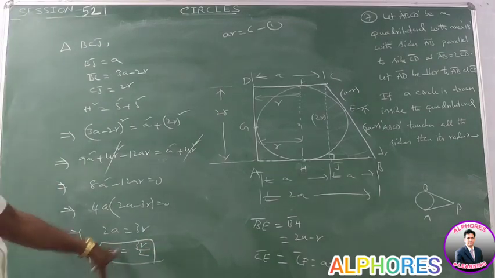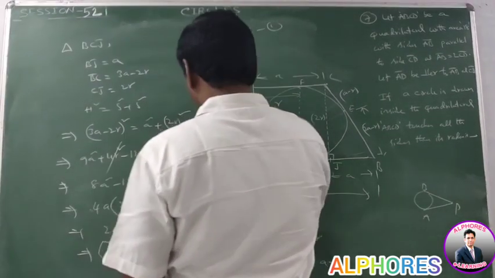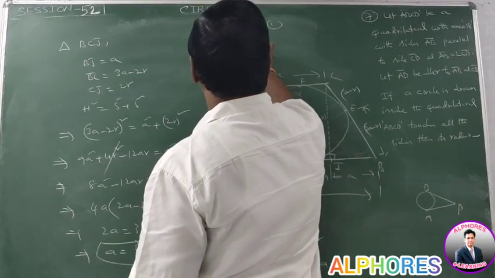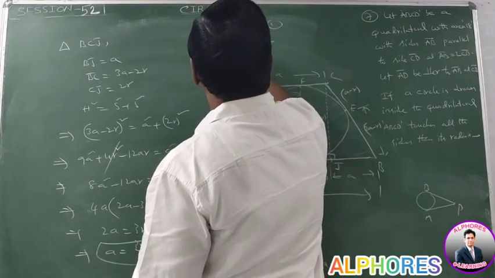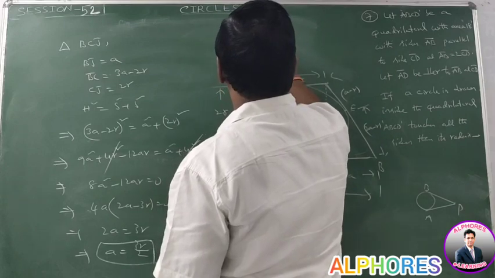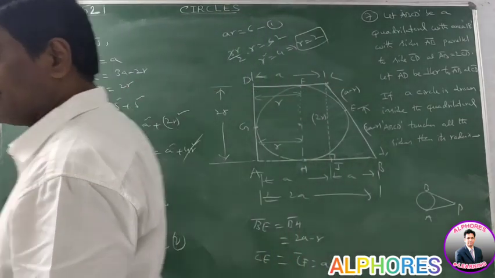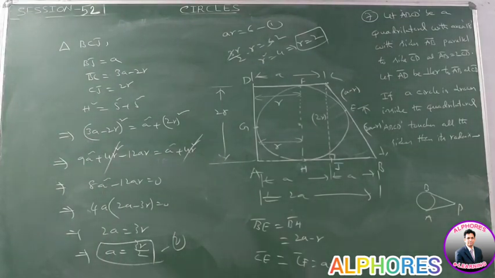Substitute the value of A from equations 1 and 2. A value is 3R by 2 into R is equal to 6. Okay. The 3 and 2 cancel. R square is equal to 4. That implies R is equal to 2. Therefore, the radius of the circle is equal to 2 units. Please note this value is very, very important.